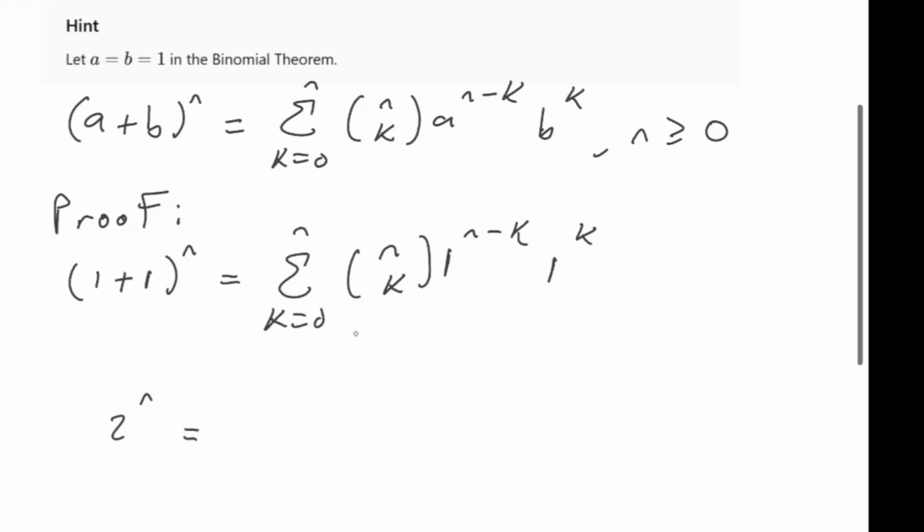is equal to. So let's look at the first few terms. It's going to be n choose 0, and then 1 to the n minus 0 is still 1, and 1 to the 0 is 1. So this is the first term in the series. Plus n choose 1, and then 1 to the n minus 1 is still 1, and 1 to the 1 is 1.